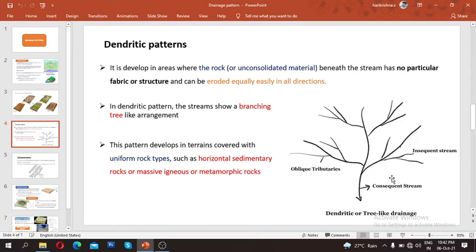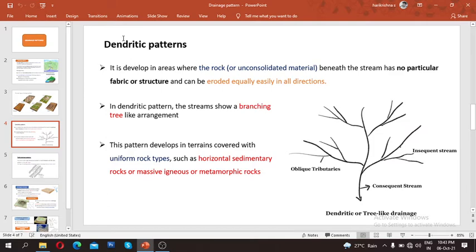Then now we need to know what is the speciality of this dendritic pattern. As we have already said, it is just like a branching tree structure. In the structure you can see the arrow mark. Water will be supplied to the main stream by these tributaries, and water is flowing in this direction. The movement of water will be in this particular direction. That's why the arrow mark is given like this.